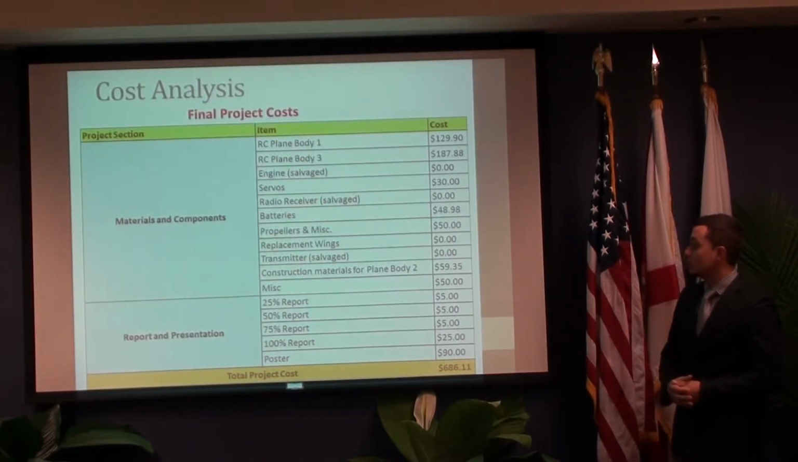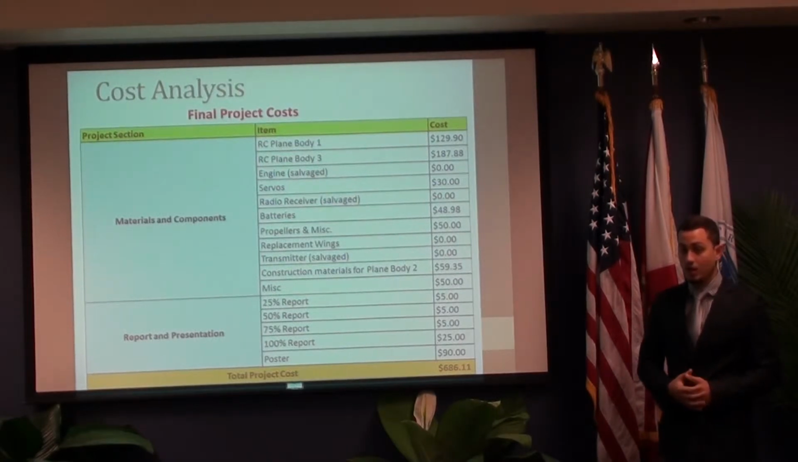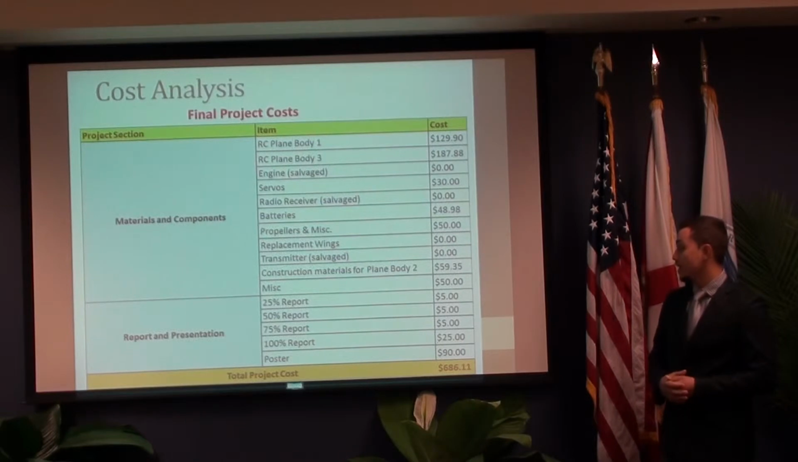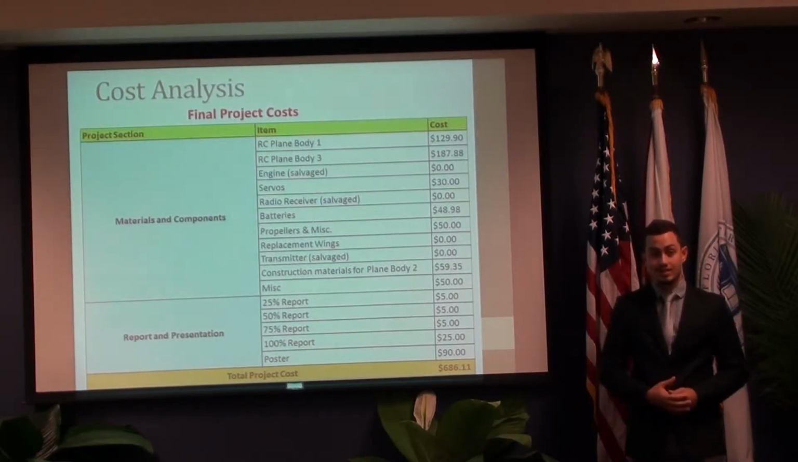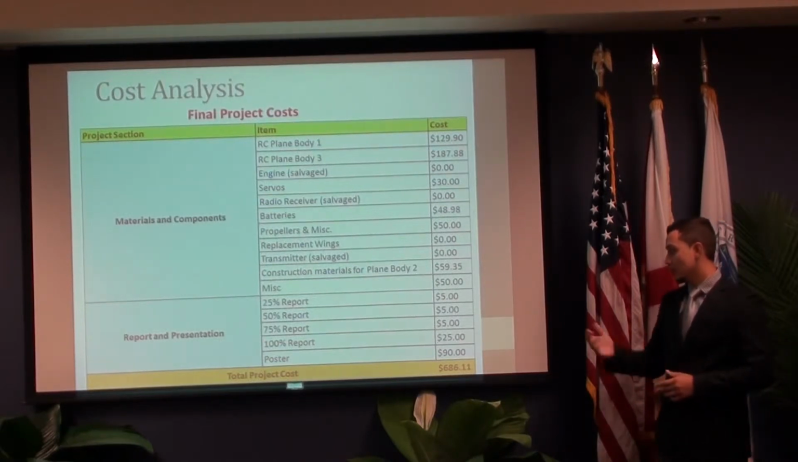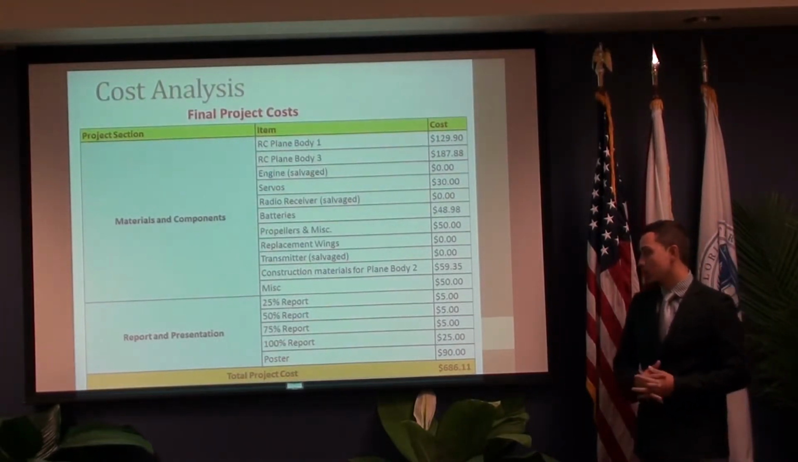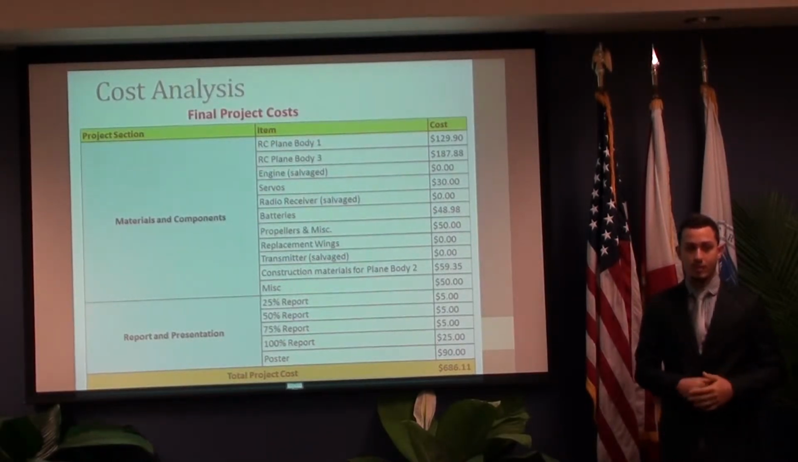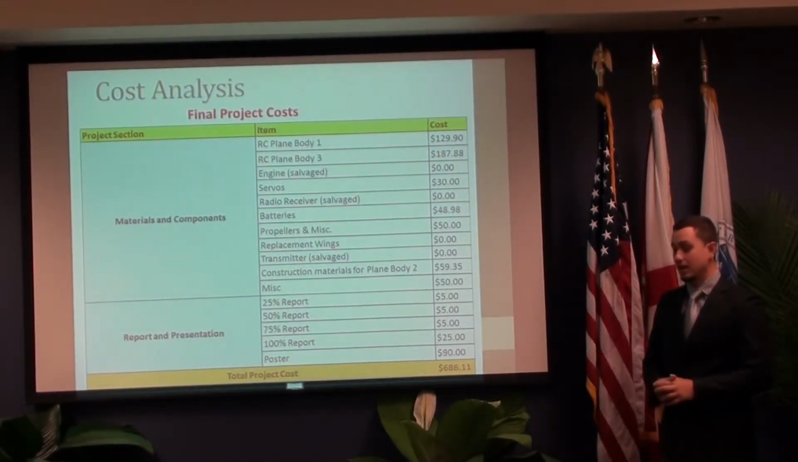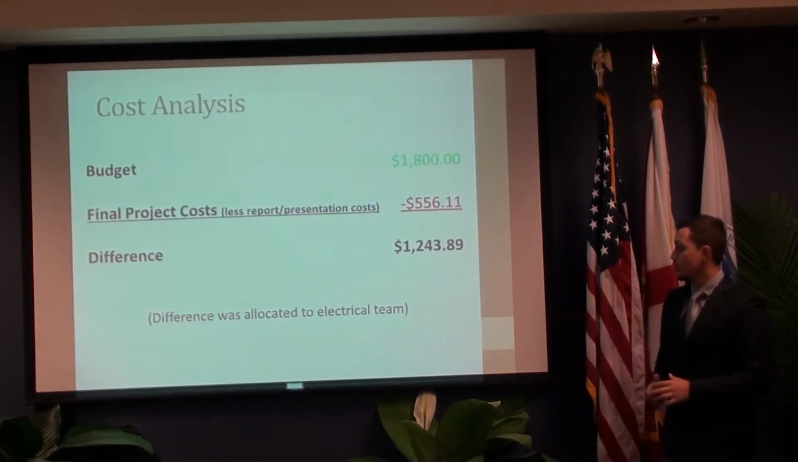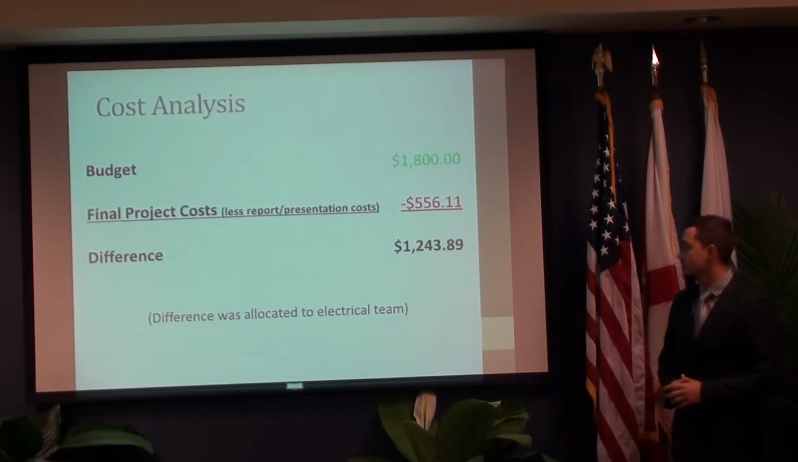Our major costs were actually our RC plane bodies. We had purchased 2 bodies. We also had to purchase the materials for constructing the second design that was formed in SolidWorks, and we saved money on our reports. When printing those out, we were able to find a way to print them slightly cheaper than we had anticipated. So our final cost was $556.11 from our $1,800 budget.